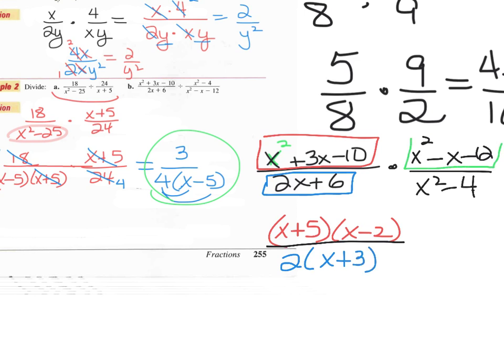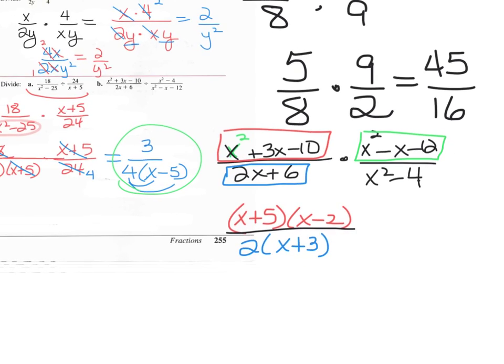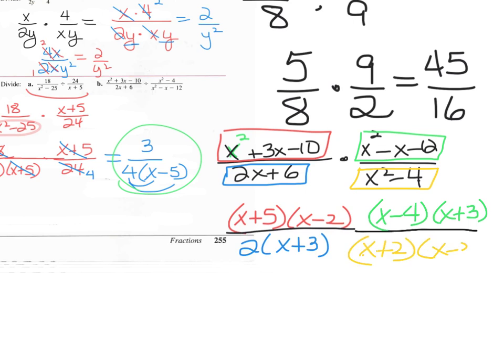This numerator over here, I'm looking for factors of negative 12 that give me negative 1, and that's going to be x minus 4, x plus 3. Now, when you're factoring these things, you really should FOIL it and make sure it goes back to make sure you've picked the correct signs. And then lastly, this denominator here, this is the difference of 2 squares. So x plus 2, x minus 2.